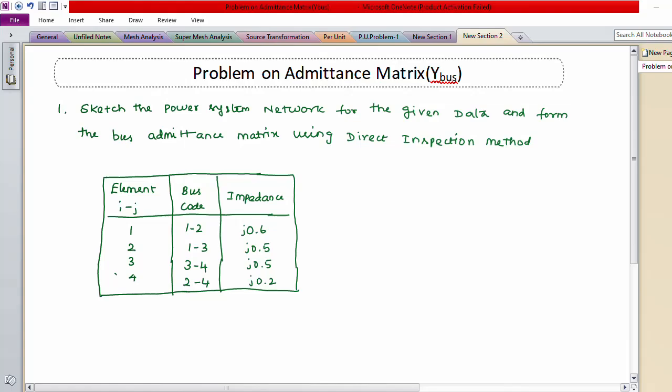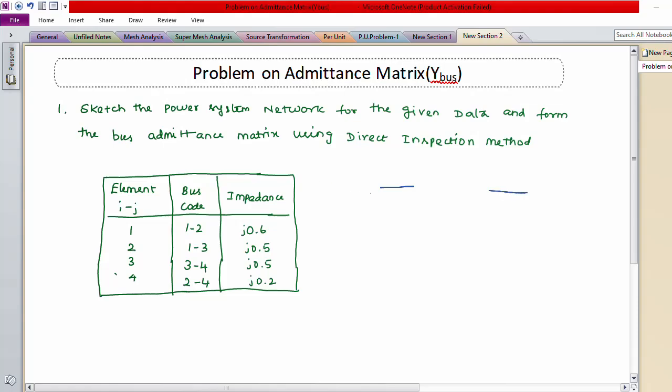In this tabular column, they have given the element, that is 4 elements are given. Then they have given bus code 122, 123, 324, 224 and their respective impedance. Now, based on the given data, we have to draw the power system network. That is, here the maximum number of buses is 4. So we have to draw the power system network with maximum of 4 buses.